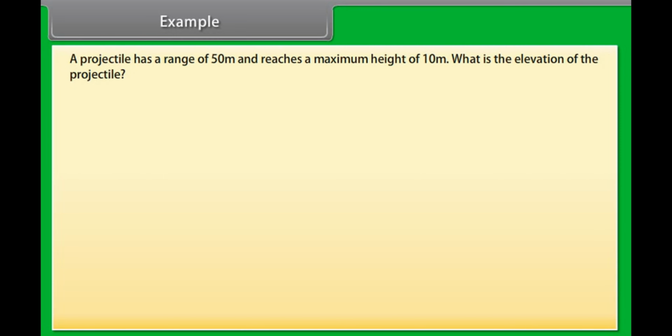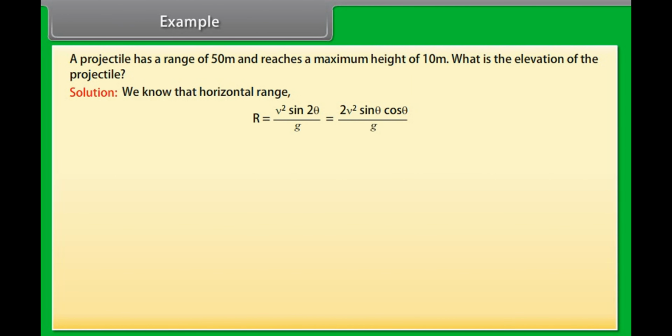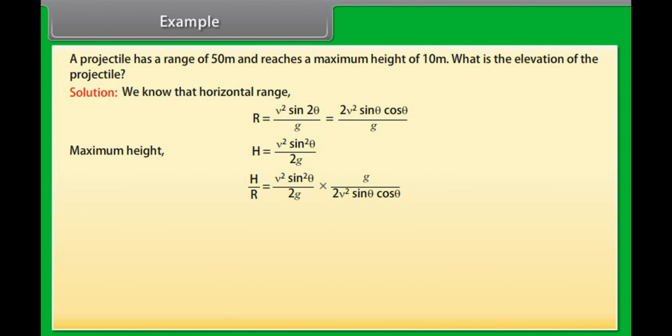Example. Let's take an example of projectile motion. A projectile has a range of 50 meter and reaches a maximum height of 10 meter. What is the elevation of the projectile? Let's see the solution. We know that horizontal range is equal to v squared times sin 2 theta divided by g. We derive the relation between height and range, given by h upon r equal to 1 by 4 tan theta. On calculating this equation, we get the value of theta equal to 38.66 degree.